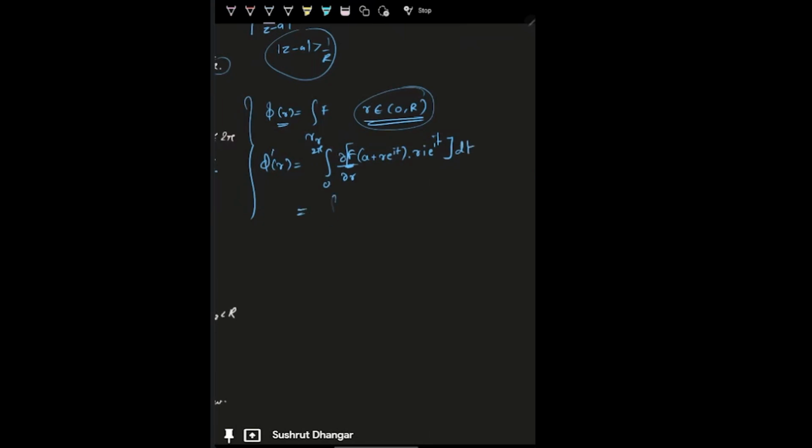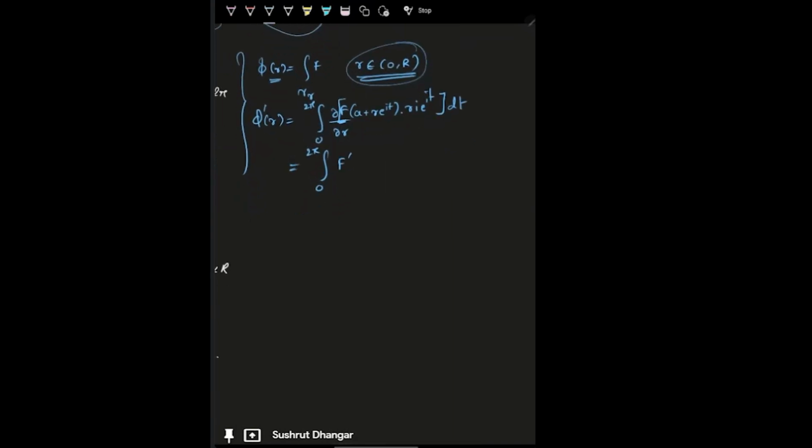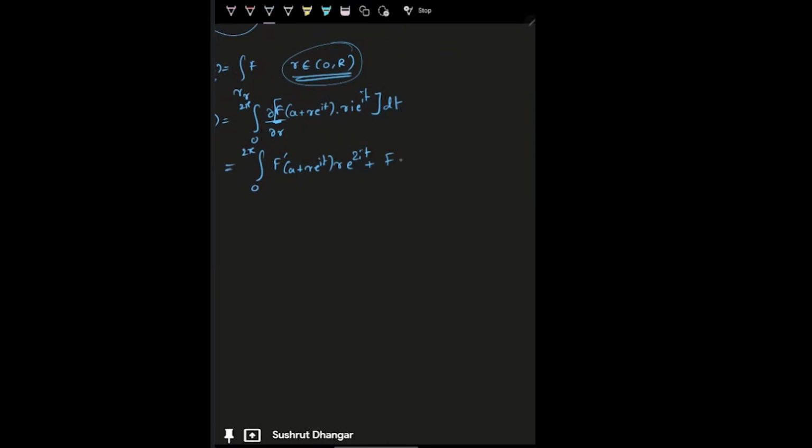So if we try to get the partial derivative of this, we end up with a derivative of f at a plus r e raised to it. We'll be applying the chain rule here. So this gives us the derivative of f times e raised to it, plus we have f of a plus r e raised to it, and the derivative of this with respect to r, which is i e raised to it. But here we left i e raised to it, which we will be taking common.